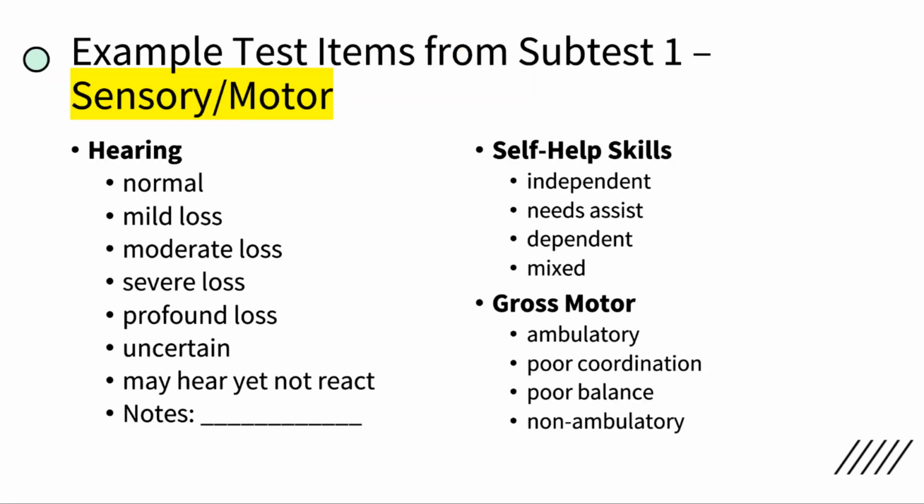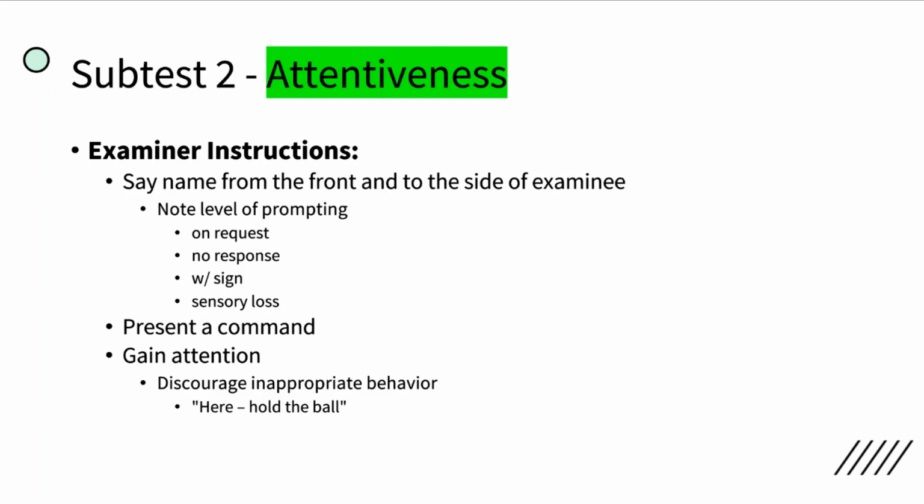Additional example test items from Subtest 1 are hearing, self-help skills, and gross motor. Subtest 2 looks at the individual's attentiveness. This can be assessed by saying the individual's name from the frontal position as well as from the side. The examiner should indicate the level of prompting required to elicit a response, such as eye contact, head turn, smile, or cessation of movement, and indicate a possible reason for the inadequacy or failure of a reasonable response.